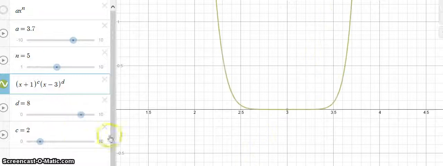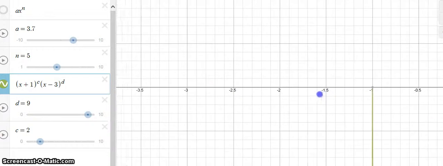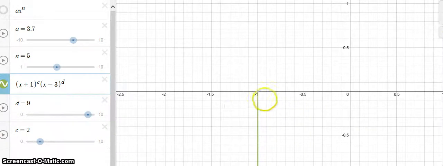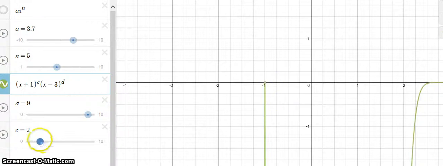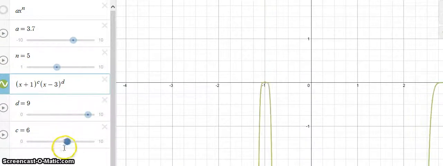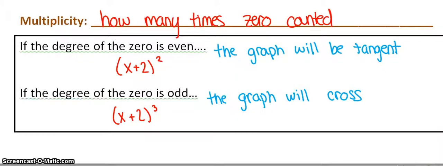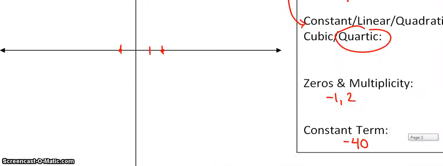And you can test a bunch of different values. So if it's 8, it's even, it's tangent, whereas if it's 9, it's going to cross through. And if you want to just kind of confirm that, I can take a look at -1 as well. I should zoom out a little bit. So at -1, right now C is 2. If I make it 3, it's going to cross through. If I make it 6, it's just going to be tangent and not cross. So between the multiplicity and the end behavior, you can get a really nice sketch of the graph. Oh, and the zeros, of course.